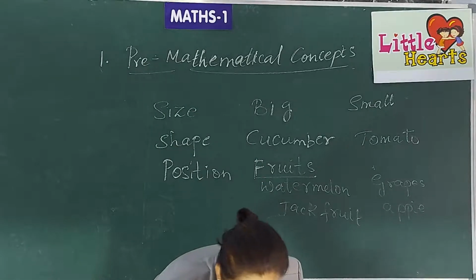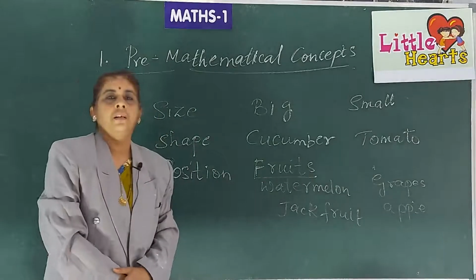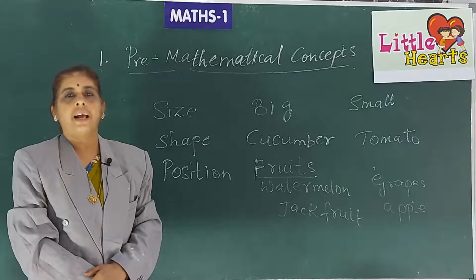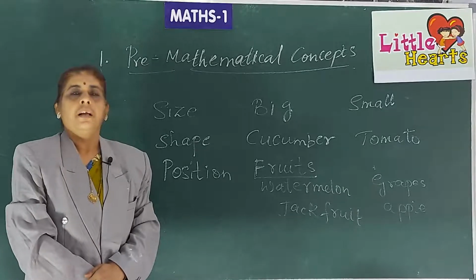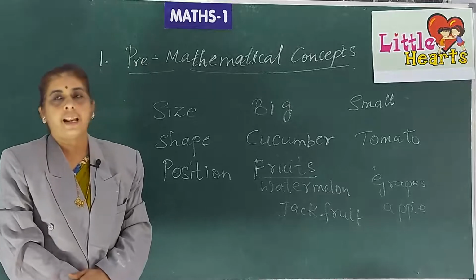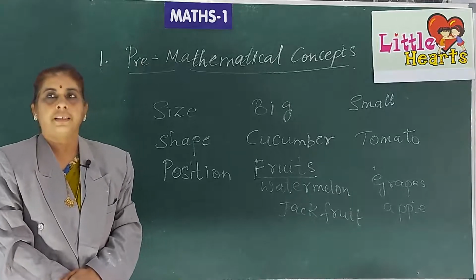Now, what is the biggest animal? Elephant. And cat is smaller than elephant. In every object or birds or animals, they don't look alike, they differ in size.